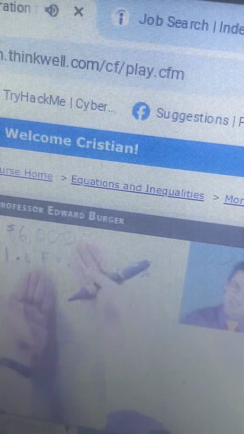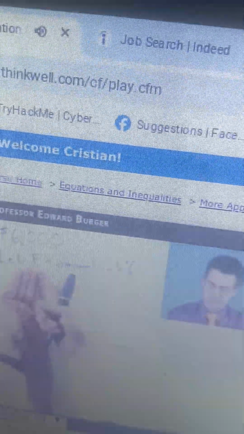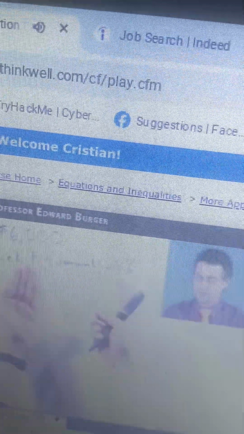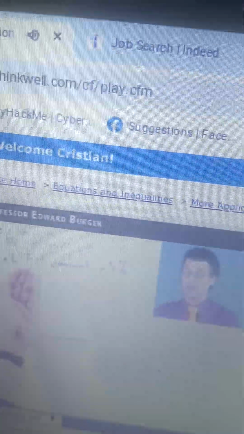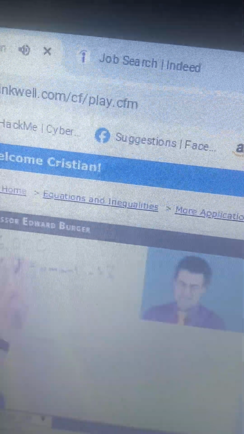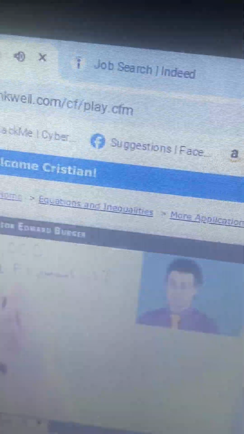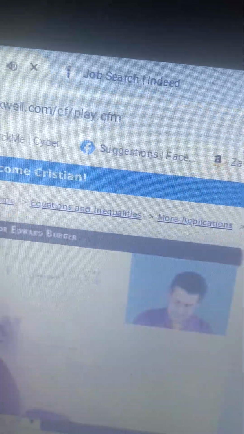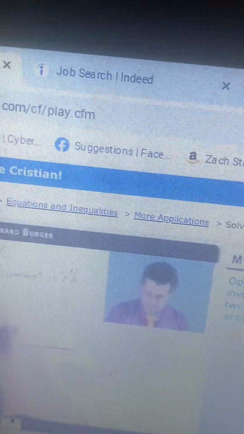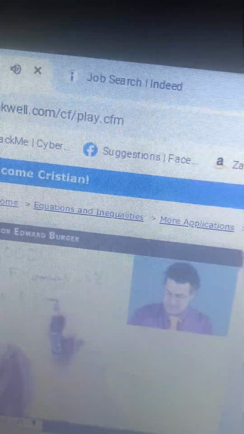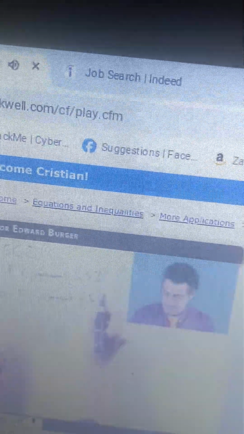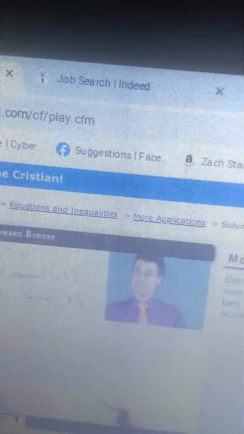If she starts with $6,000 and she uses F to put into the 5%, then how much does she have left over to put in the 8.5%? We automatically know it's 6,000 minus F. So in fact, we know that 6,000 minus F goes into the other account. You see that? So that makes a little bit of sense.